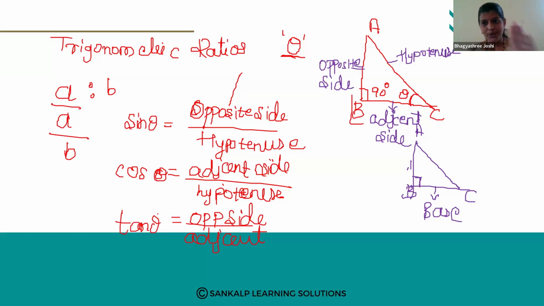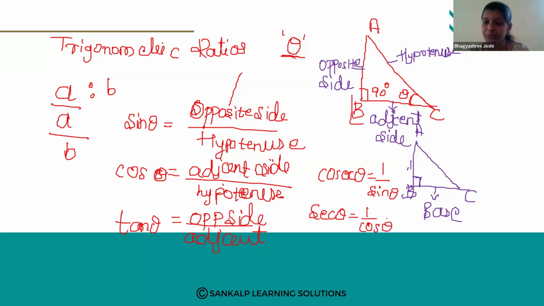Now we know sin theta, cos theta, tan theta. Next, 3 reciprocal relations are there. This is also very important. We have to remember the reciprocal relations. Cosec theta means 1 divided by sin theta, right? Sec theta, that is secant theta, shortcut we call it sec theta. Sec theta is 1 divided by cos theta. Another one is cot theta. Cot theta means 1 divided by tan theta.